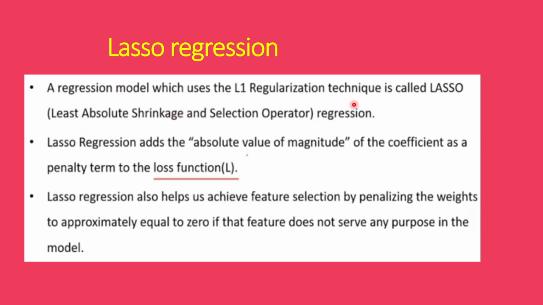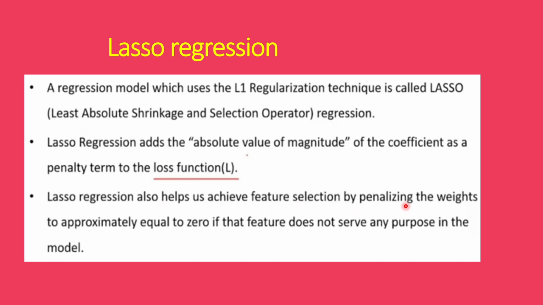A regression model which uses the L1 regularization technique is called lasso regression. LASSO is abbreviated from least absolute shrinkage and selection operator regression. Lasso regression adds the absolute value of the magnitude of the coefficient, which will always be a positive value, as a penalty term to the loss function. Loss function is nothing but the error value, which indicates how much error is generated by our machine learning model.